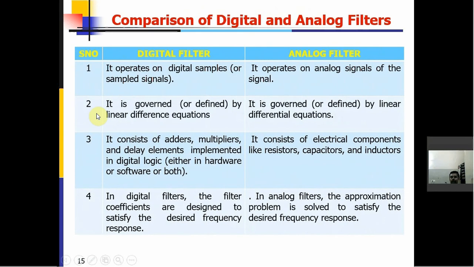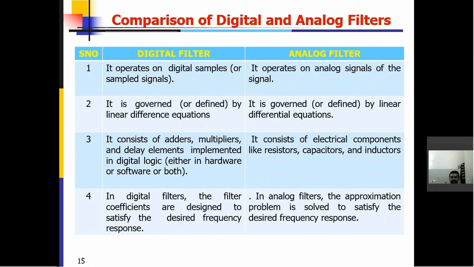So now we are going for the comparison of digital and analog filters. The first comparison: the digital filter operates on digital samples or sampled signals, whereas the analog filter operates on analog signals. The digital filter is governed by a linear difference equation, and the analog filter is governed by a linear differential equation.